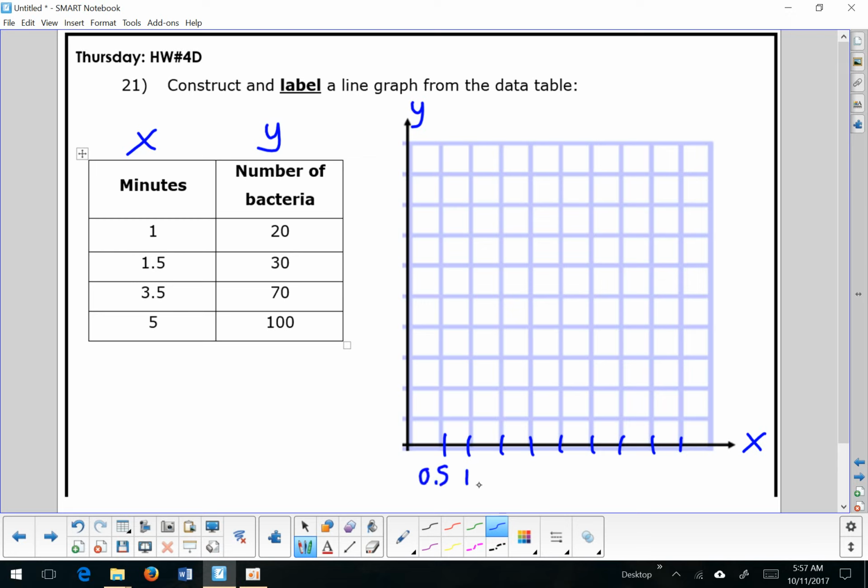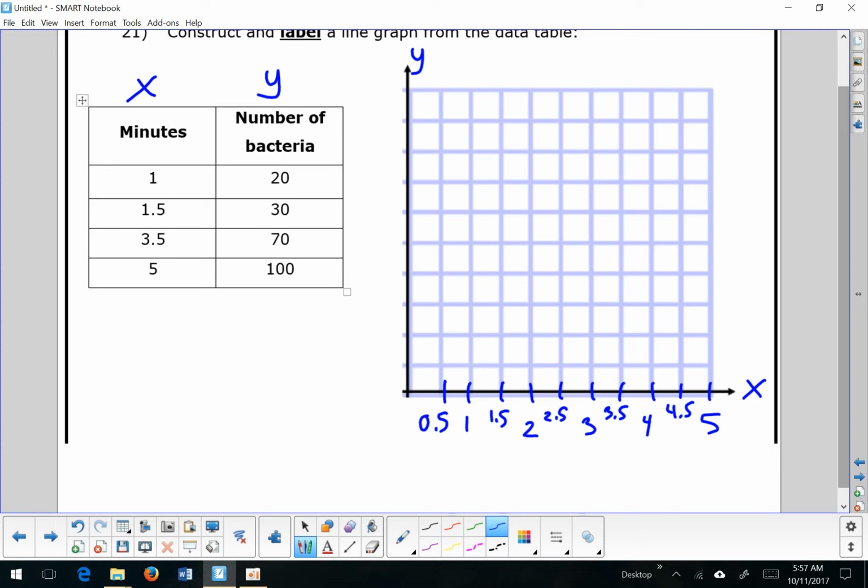My second one can be 1. This one can be 1.5. This one can be 2, 2.5, 3, 3.5, 4, 4.5, and my last one can be 5. So if I label this axis, this would be minutes, right? And over here, my y-axis would be number of bacteria.